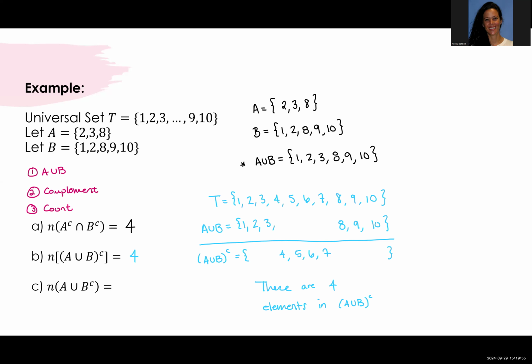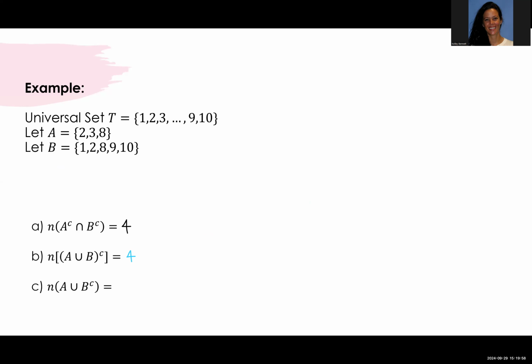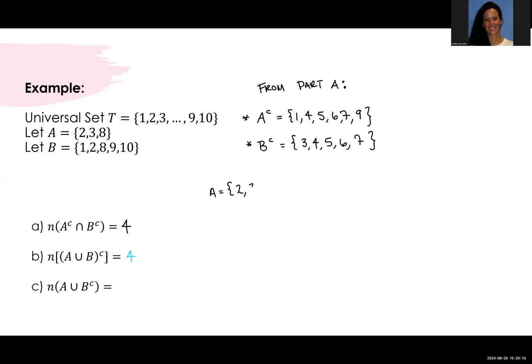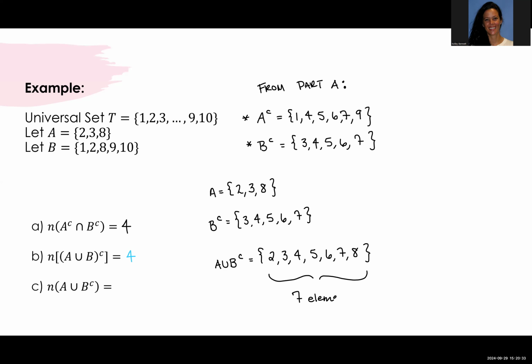And then the last example, C, the cardinality of A union B complement. So we already know A complement and B complement, we did that. I need A, I need B complement. I'm going to take the union of these two sets. I'm just going to write down everything I see. I've got 2, I've got 3, I've got a 4, I've got a 5, a 6, a 7, and then an 8. How many elements is that? 7. So the answer to part C is 7.